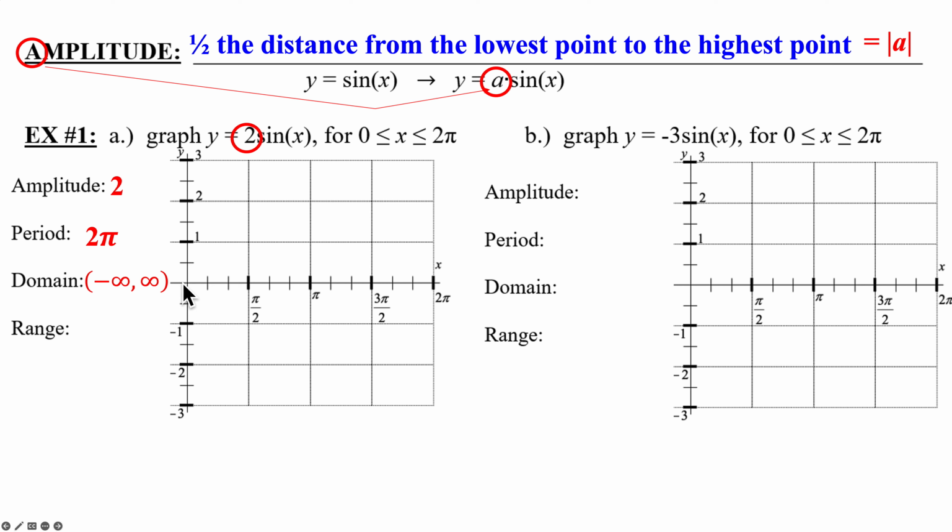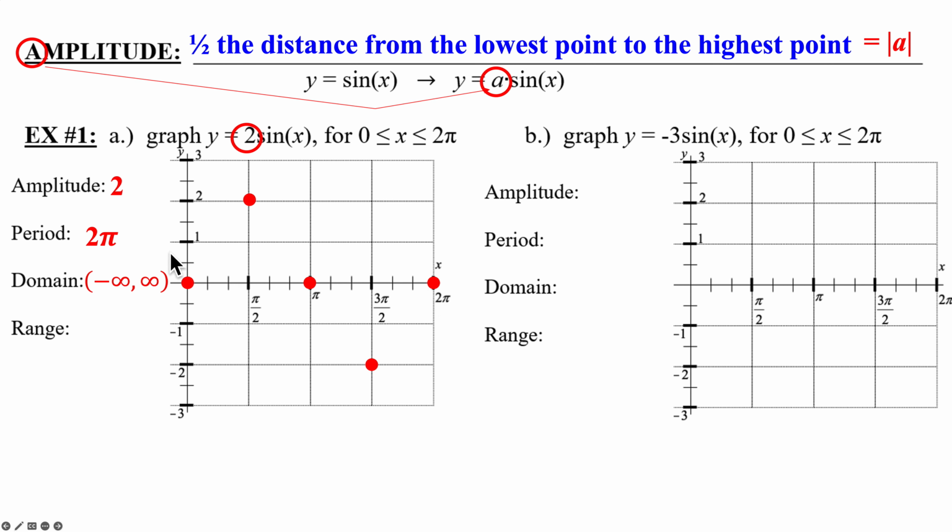So if we start looking at plotting our points, start at the origin 0, 0. Normally at pi over 2 we go up to 1, but because the a is 2, and that says take 2 and multiply it to all my y coordinates, the 1 is now moving up to 2. Then back to 0. 0 times 2 is 0. 3 pi over 2, it used to go to negative 1, but multiplying it by 2 is now negative 2. Back to 0.